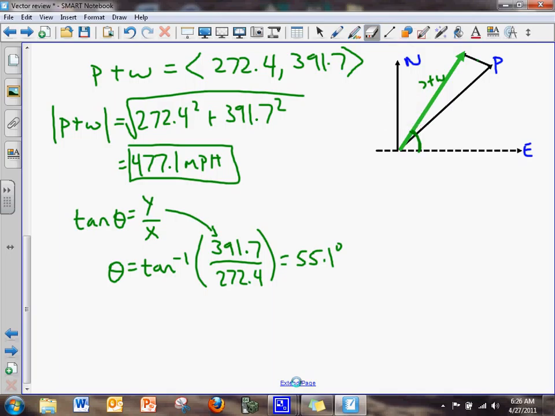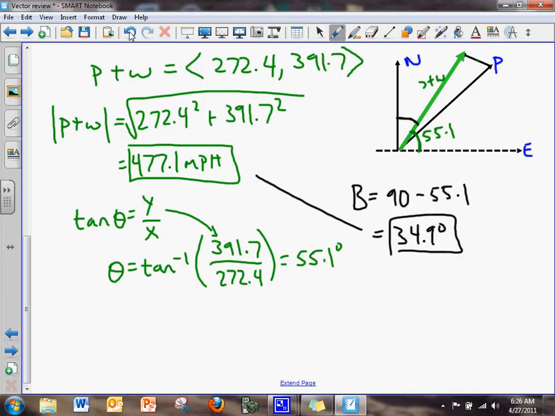Let's talk about that angle real quick. 55.1 degrees. Now, because I was given a bearing, I want to find the actual bearing, clockwise from north. So the actual bearing, I'll call it B, is 90 minus 55.1, which is 34.9. There's the bearing. The direction and speed of the actual plane after it encounters that wind.